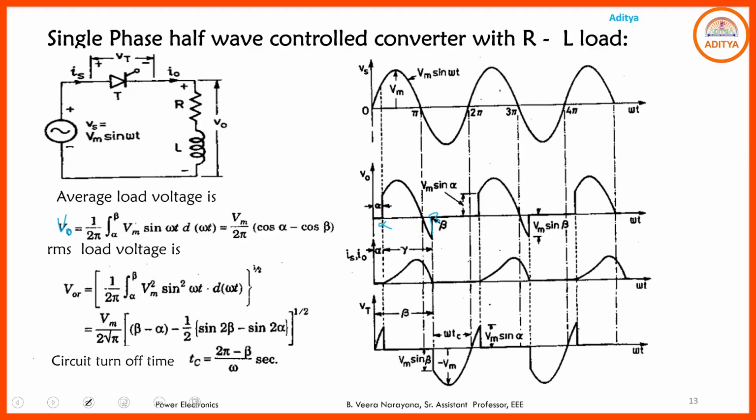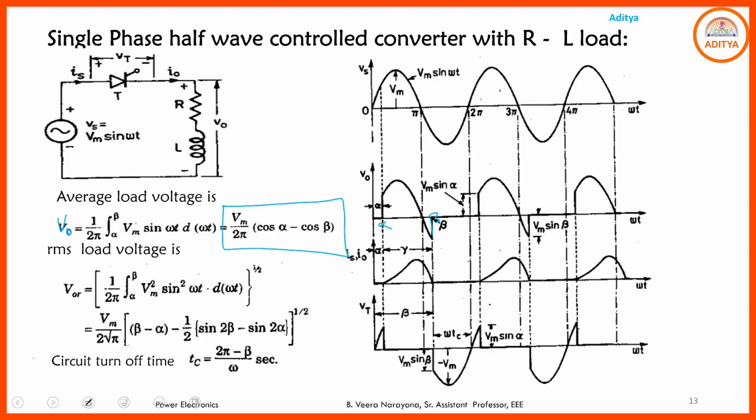So integral from alpha to beta of Vm sin omega t d omega t. By simplifying this expression, the integral of Vm sin omega t gives minus cos omega t, you replace the limits, and finally you get Vm by 2 pi into cos alpha minus cos beta. This is the output voltage expression.